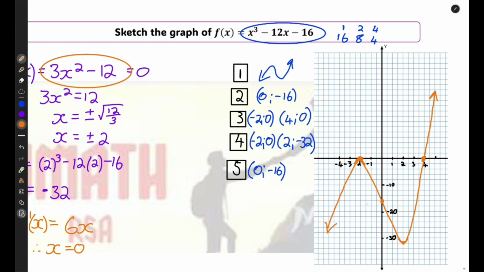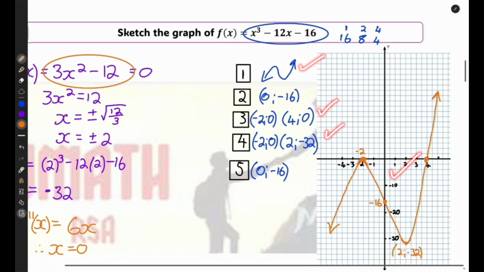I now just need to tell them, I know this is minus 16, I know that was minus 2, and then this was 2 and minus 32. Great, for that I will get full marks.